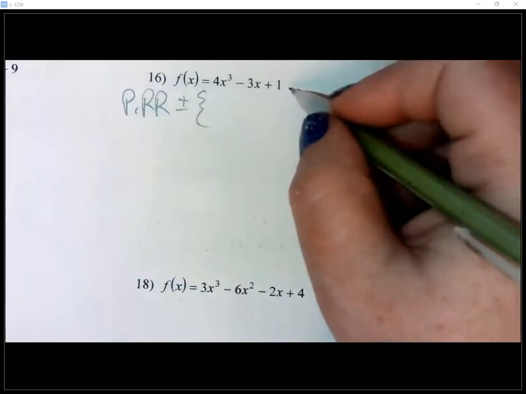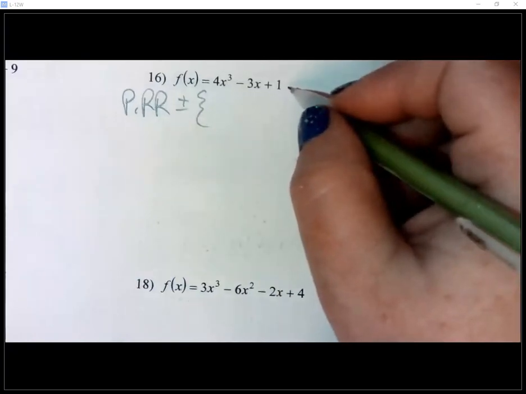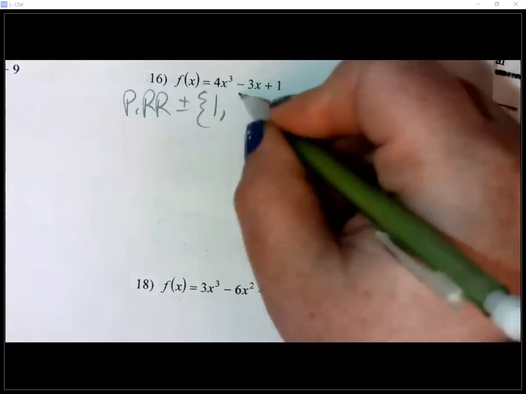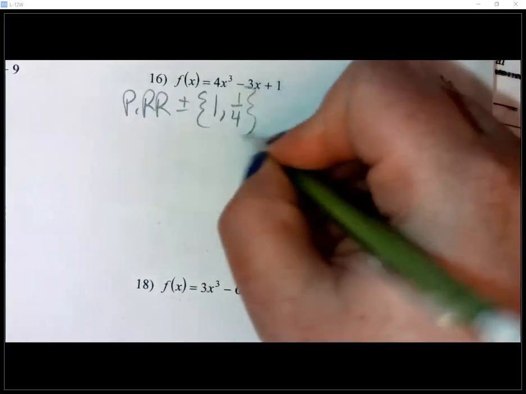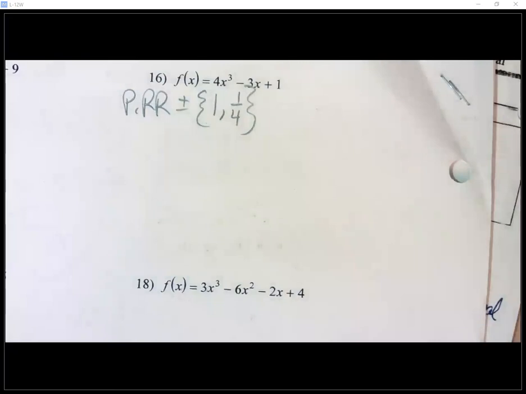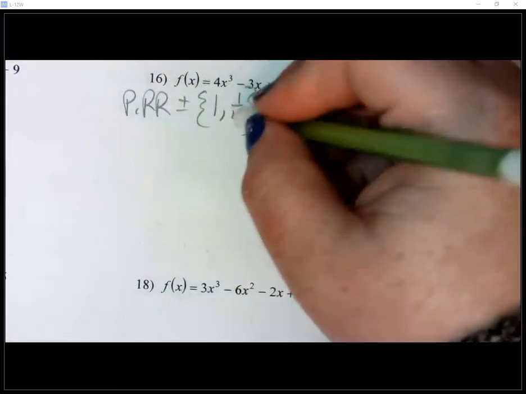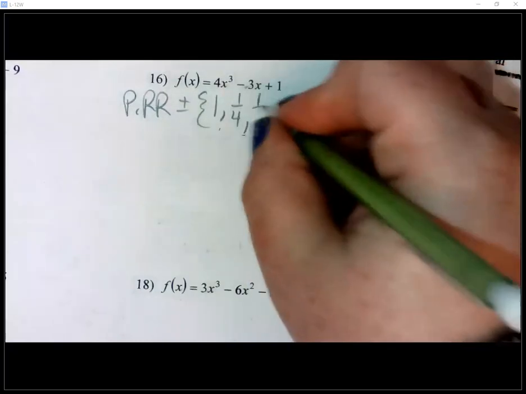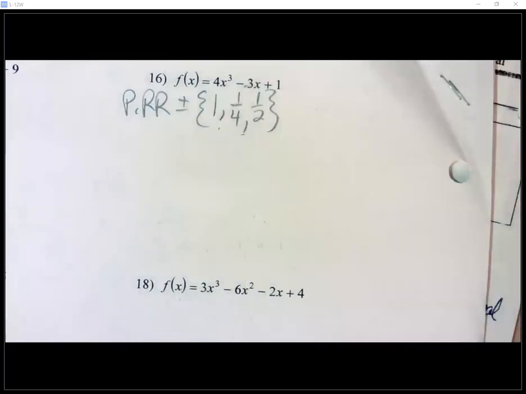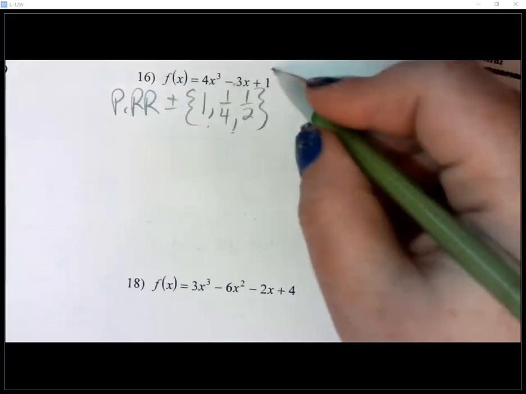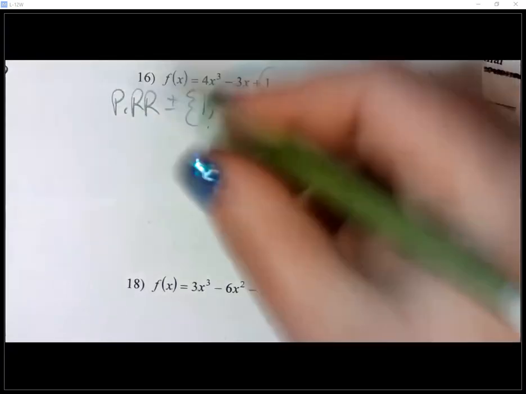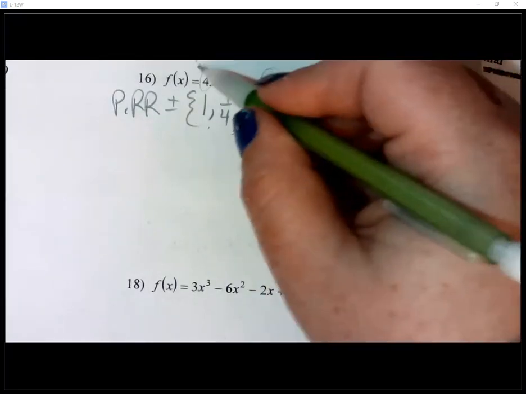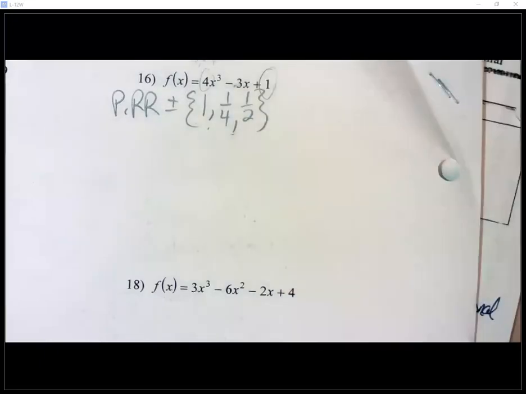1 and 1/4, that's it, right? Oh, 1/2 too, yep, you're right, I forgot. Thank you. And that's it, right? Factors of this number, which is just 1, divided by the factors of this number, which are 1, 2, and 4. So yes, 1, 1/2, 1/4. All right, cool, there they all are.